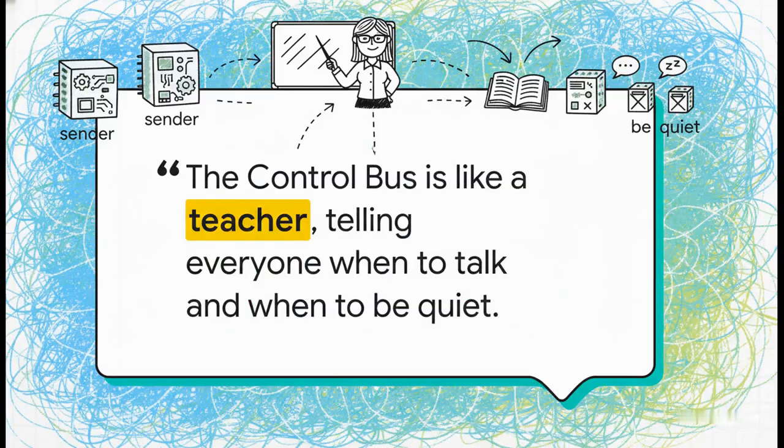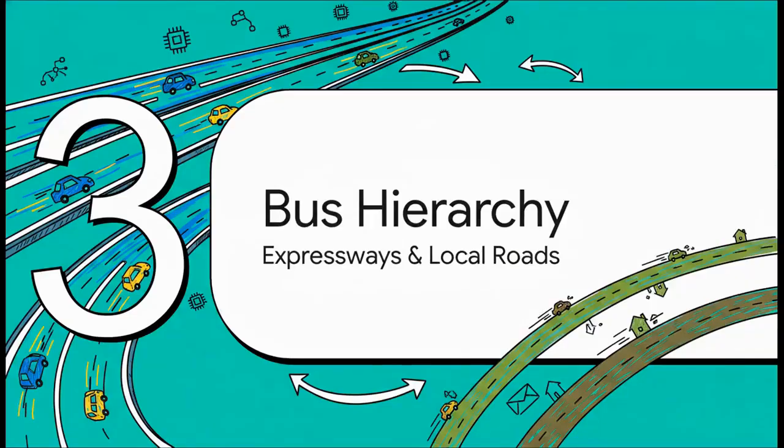A good analogy is to think of the control bus as a teacher in a classroom. It's constantly managing the conversation, telling one component when it's their turn to talk, another one to listen, and telling everyone else to just be quiet for a second. It prevents total chaos.